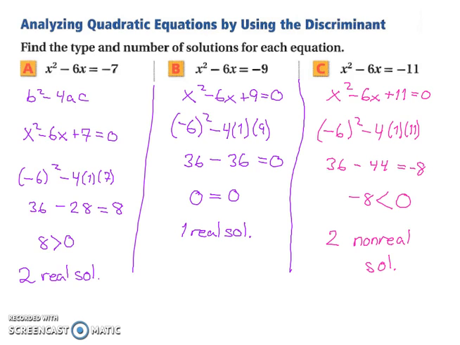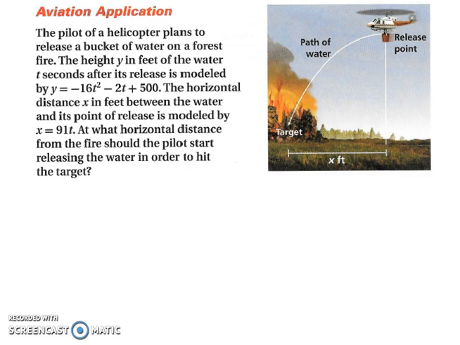Alright, so now let's look at an aviation application. The pilot of a helicopter plans to release a bucket of water on a forest fire. The height y in feet of the water t seconds after it is released is modeled by this function. The horizontal distance x in feet between the water and its point of release is modeled by x equals 91t. At what horizontal distance from the fire should the pilot start releasing the water in order to hit the target?